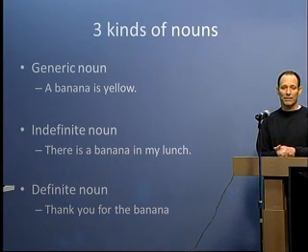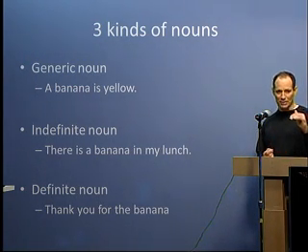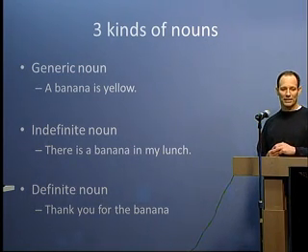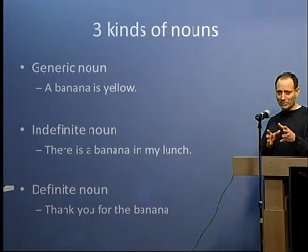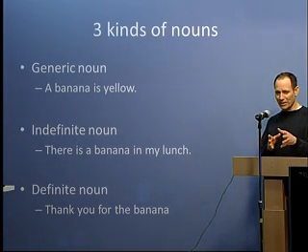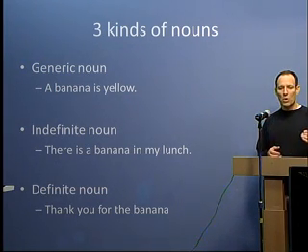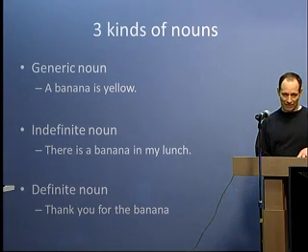Okay, so now we have 3 different kinds of nouns. Generic, a banana is yellow. Indefinite, there is a banana in my lunch. Definite, thank you for the banana. So once we determine what kind of noun we're working with, then we can figure out what we need to do as far as articles. Which article do I put in front of this noun?